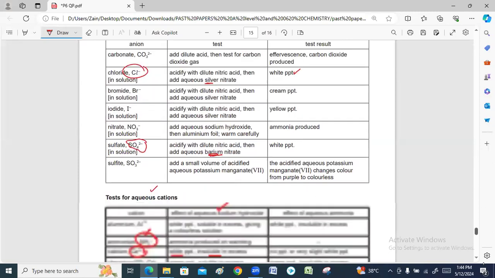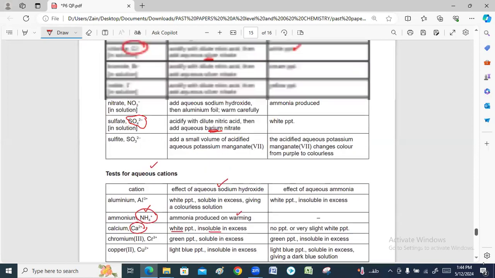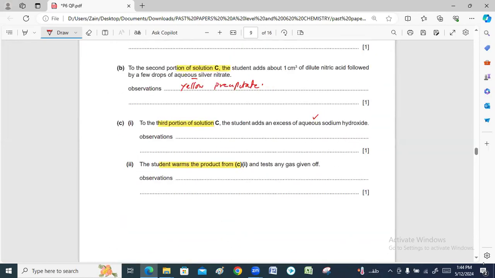So sodium hydroxide: ammonia gas is produced on warming, but we're not warming the mixture. That's why some of the ammonia may be produced, but we will not get any observation, because we are using excess aqueous sodium hydroxide and because we're not warming the mixture, so that's why there will be no change in color.